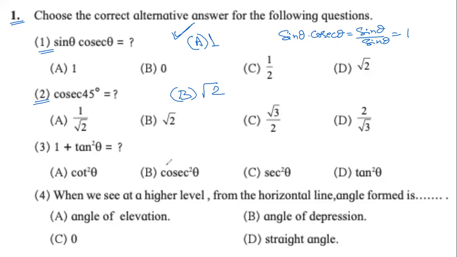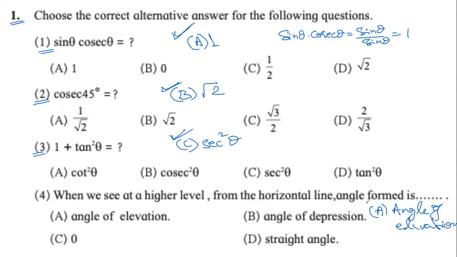1 plus tan square theta. This is directly from an identity. So you don't need to prove how that happened, what the identity is. You can directly write C, sec square theta. Finally, 4. We don't need to draw any diagram, nothing. Just we have to write A, angle of elevation.